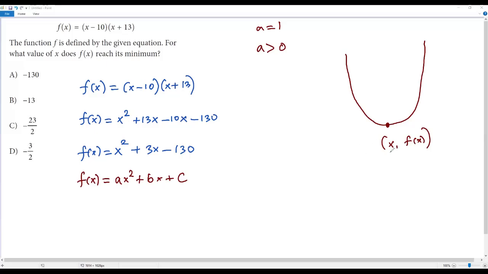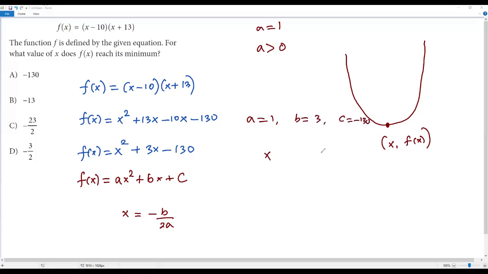So now for this minimum point we have to find the value of x, because the question is asking us to find the value of x for which f of x is minimum. Usually f of x is minimum at the vertex. f of x is nothing but the y-coordinate. There is a formula to get the value of x at the vertex. When a quadratic function is given in the form f of x equals ax² + bx + c, the formula to find the x-coordinate of the vertex is x equals negative b over 2a. Now, when I compare this one and this one, I am getting a equals 1, b equals the coefficient of x, which is 3, and c equals negative 130.